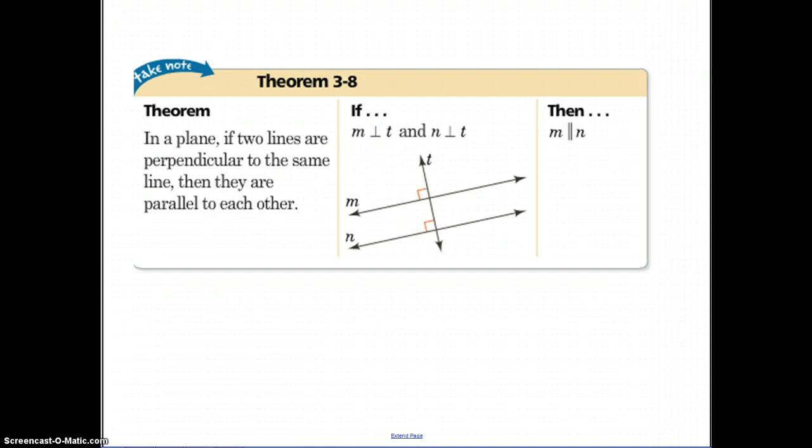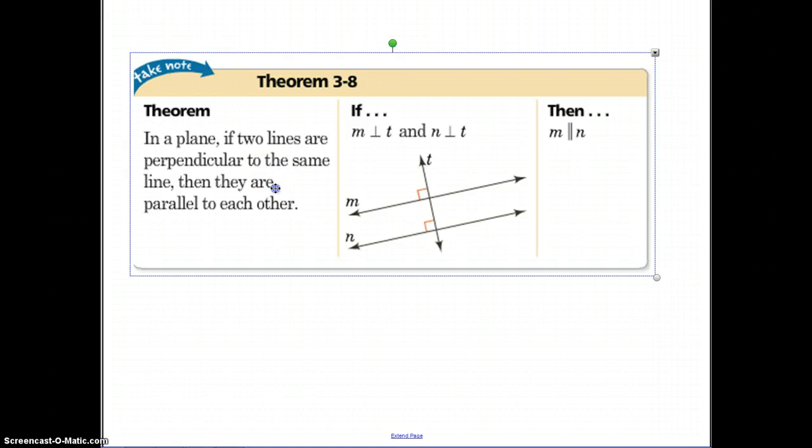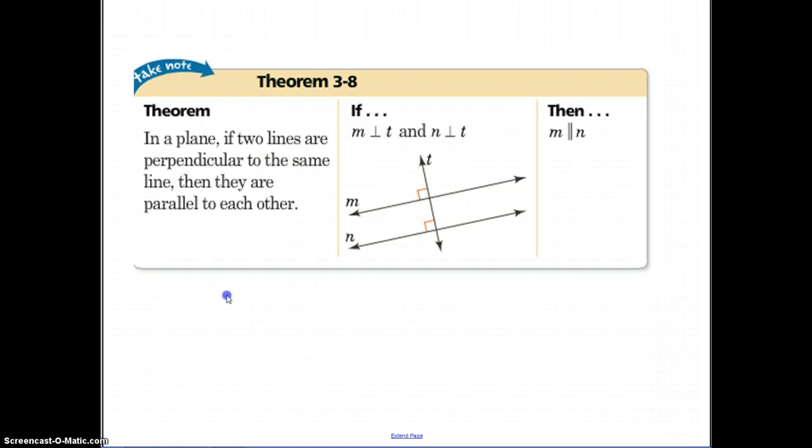Theorem 3.8. So again, chapter 3. This is our 8th theorem. And it says, in a plane, if two lines are perpendicular to the same line, then they are parallel to each other. So let's break down what that means.